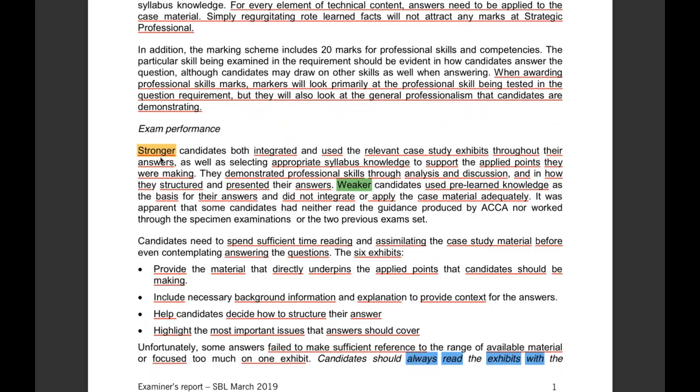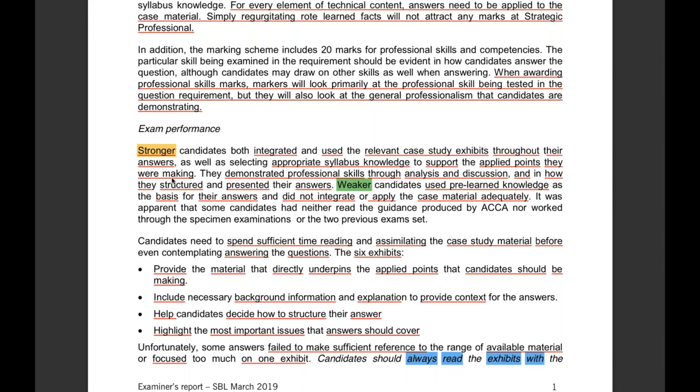So let us look at what stronger candidates do. They integrated and used relevant case study exhibits throughout their answers. All right. At the same time, they are able to select appropriate syllabus knowledge, that means the technical knowledge that I was talking about, to support and apply the points they were making. So not just that they have the technical knowledge, but they are able to integrate it and apply it in the context of the case. And when applying in the context of the case, okay, they are using all the relevant case study exhibits. Basically, okay, that's what you are supposed to be doing.